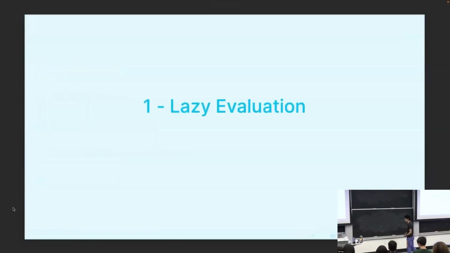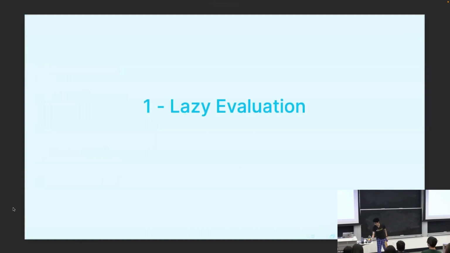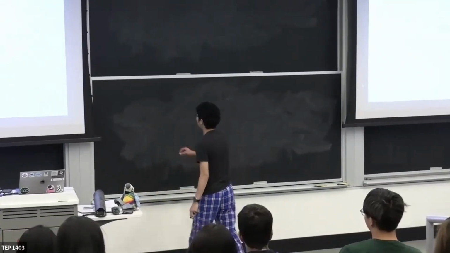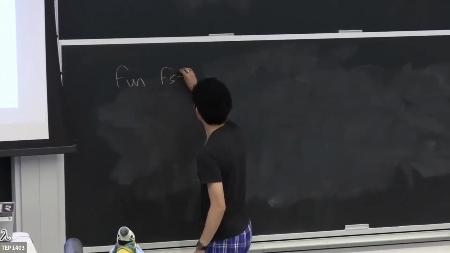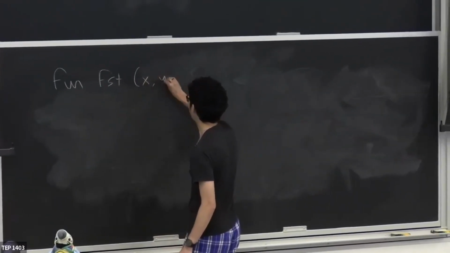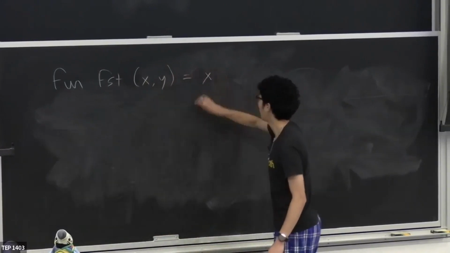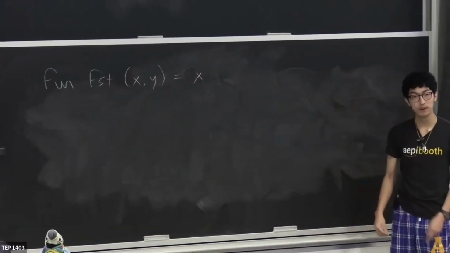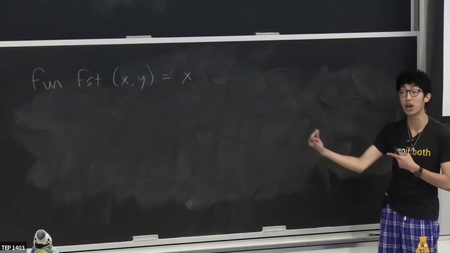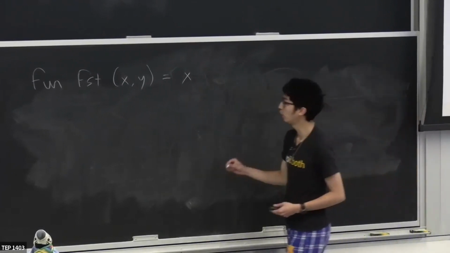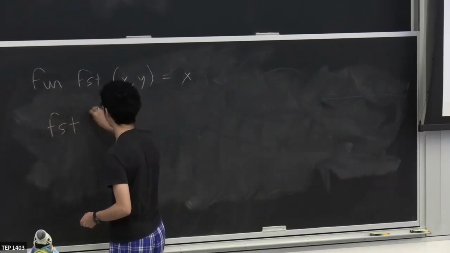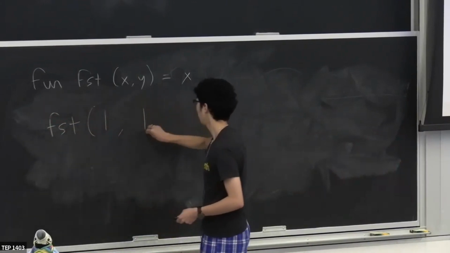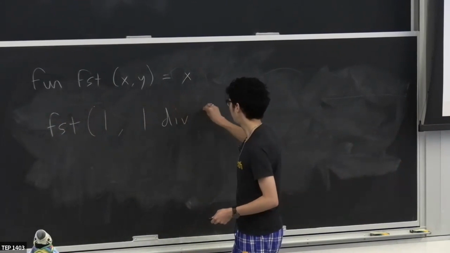So firstly, lazy evaluation. Well, I've got a question for you here, all right? You know, we've been programming in ML for kind of a long time now. I'm going to define a function for you. We're going to do a little, what does this code do? Okay, I'm going to define a first function for you. This is the function that gets the first projection, the first component of a tuple. And I'm going to ask you this. What is the behavior of first given 1 and 1 div 0?